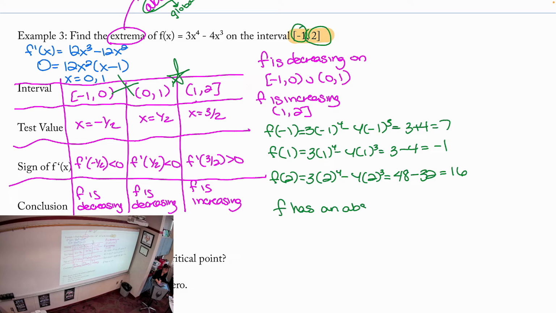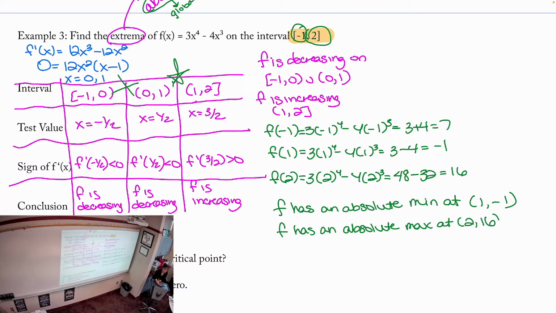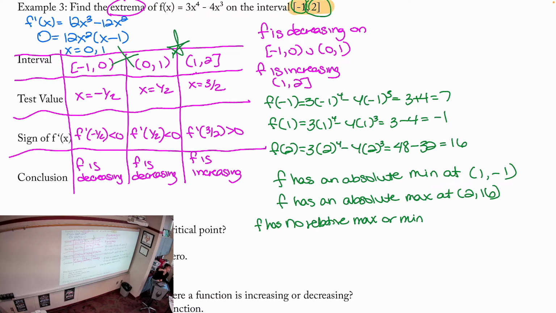absolute minimum at 1 comma negative 1, and it has an absolute maximum at 2 comma 16, and there is no relative max or min. The reason why is because you can't have a relative min or relative max at an endpoint. You can't. How do you choose those points that you're plugging in to find the y value?